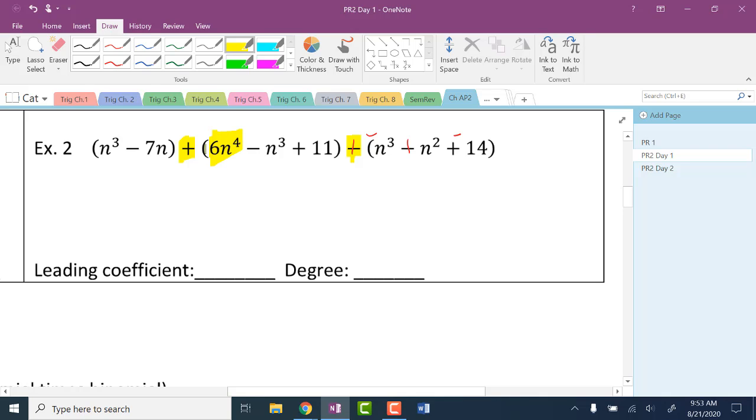Anyway, adding like terms. I like to just do this. Get the highest term. By the way, I should stop at 6n to the fourth and answer these questions down here. The leading coefficient is the coefficient in front of the highest degree, so it shall be 6. And the degree, as we just said, is 4.